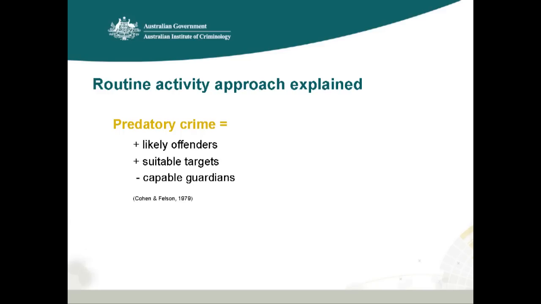Now, I'll talk to you a little bit about the routine activity approach, which is a theoretical framework. The premise of Cohen and Felson's routine activity approach is that predatory crime occurs when there's the presence of a likely offender and suitable targets and the absence of capable guardians. The emphasis is on the criminal acts rather than individual factors.